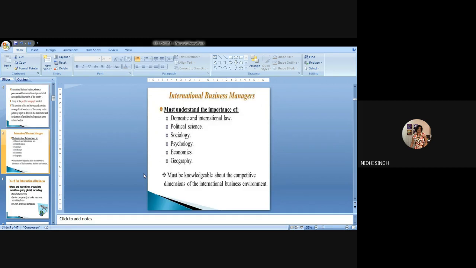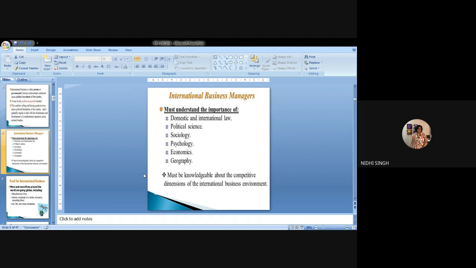Now, what do international business managers do? They must understand the importance of domestic and international laws, because you are working in your domestic country, and with the other country you have to work with, you should understand the laws, rules and regulations, the political science, sociology, psychology, economics and geography. What does this mean?